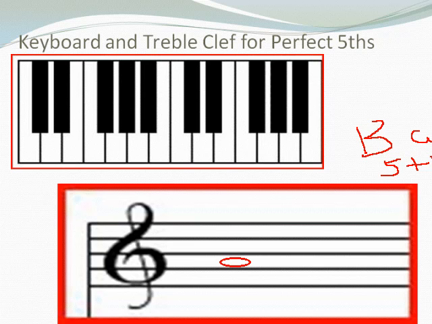Okay, so go over to your chart. Perfect fifth, 7 half steps. Start on A. 1, 2, 3, 4, 5, 6, 7. Yay. No sharps and flats involved. It's a regular E, and your answer is going to be E.